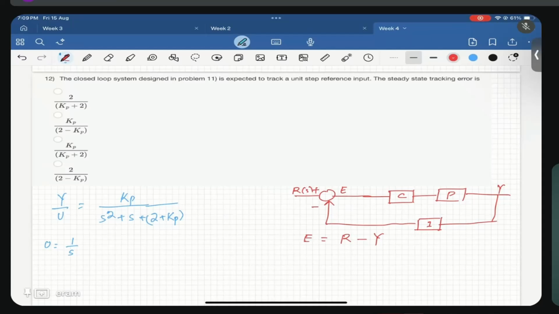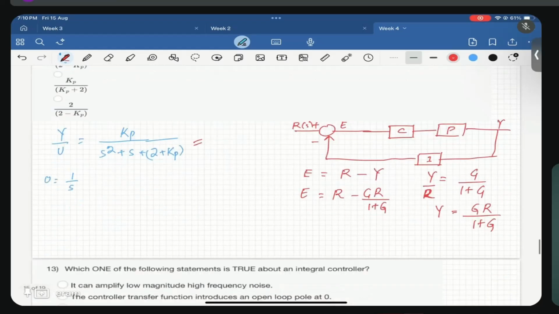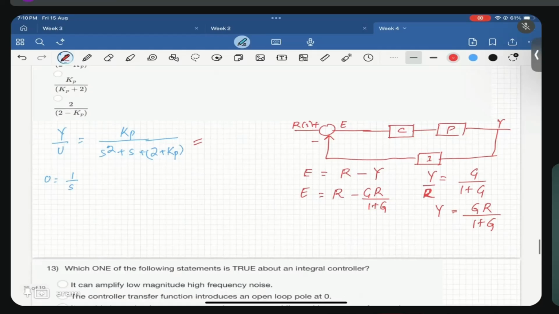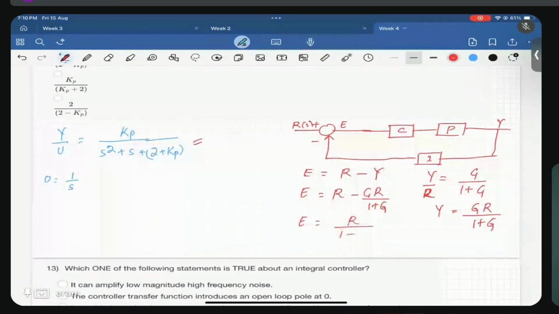And Y we already know. What is Y? Y by U we already know, it is given as this transfer function, which is nothing but G by 1 plus G. U in this case is R, the step or reference input, so Y is GR divided by 1 plus G. Now we can write E as R minus GR divided by 1 plus G. So what is E? We will be left with R divided by 1 plus G. So this is the error.